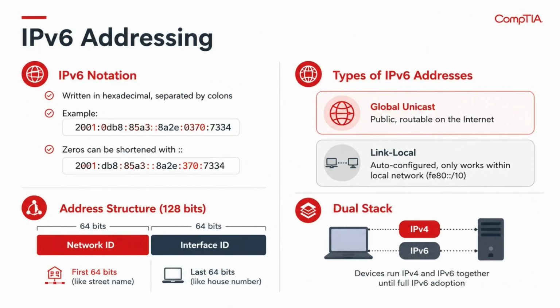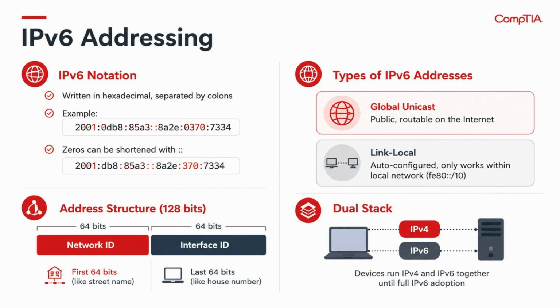IPv6 addresses are written in hexadecimal, separated by colons, something like 2001:0DB8:85A3:08A2:E037:0733:4, with runs of zeros shortened using a double colon. The 128-bit address splits into 2 halves. The first 64 bits are the network ID, like a street name, and the last 64 bits are the interface ID, like a house number.